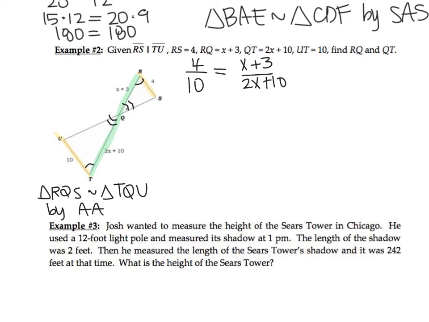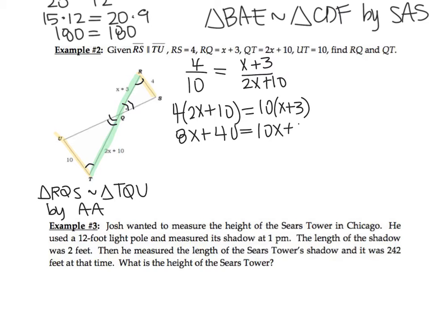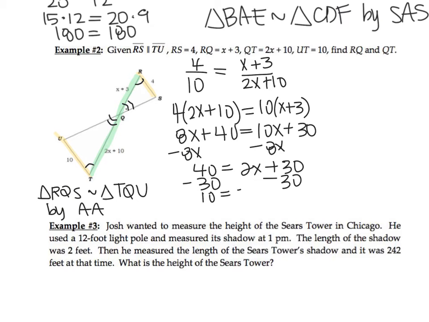So product of the extremes, so 4 times 2x plus 10 equals the product of the means, 10 times x plus 3. Distributing into our parentheses, we'll get 8x plus 40 equals 10x plus 30. Subtract 8x from both sides. We get 40 equals 2x plus 30. And then subtract 30 from both sides, so we get 10 equals 2x. And our last step, divide by 2 from both sides, and we get that x equals 5.